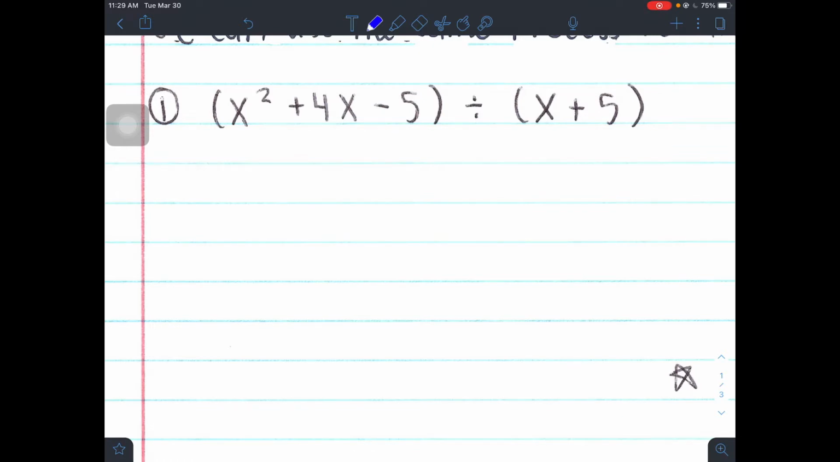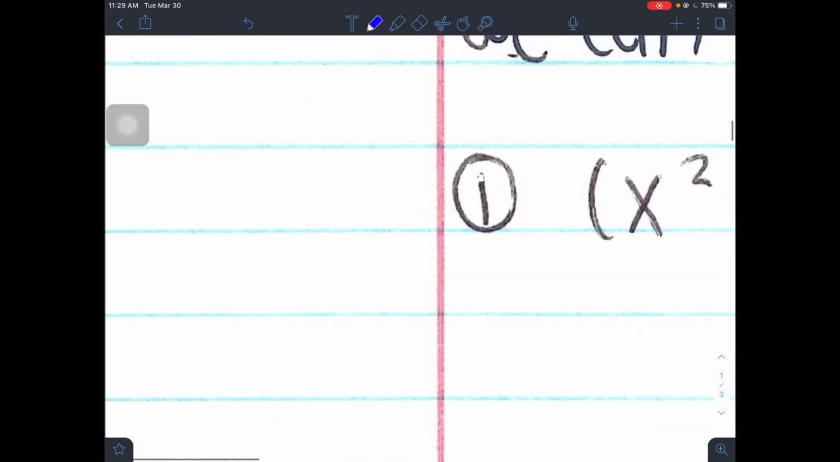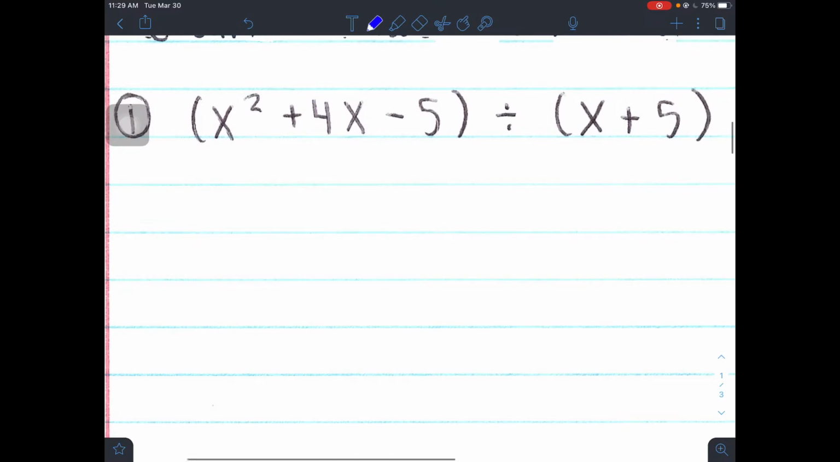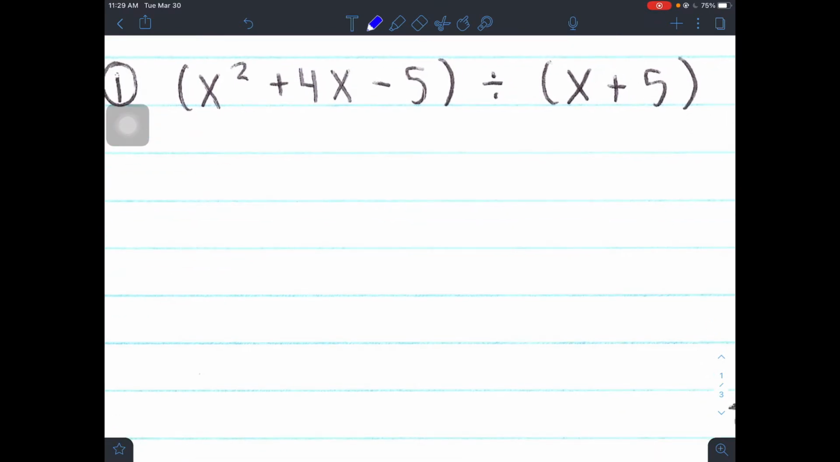So here we have x squared plus 4x minus 5 divided by x plus 5. Just to remind you that in math, instead of writing 3 divided by 4, you can also write this as 3 over 4. It means the same exact thing. So I'm going to rewrite this with a fraction bar: x squared plus 4x minus 5 over x plus 5. The first polynomial goes in the numerator, or top of the fraction, and the second expression goes at the bottom.